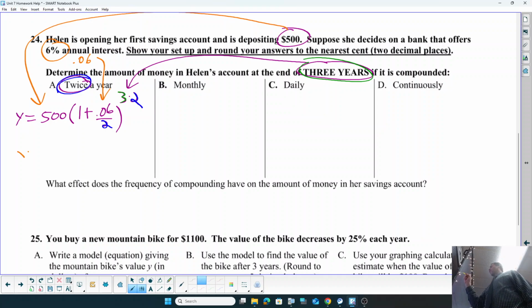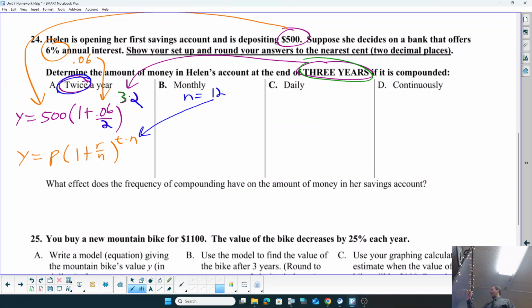Cool. Because again, the formula is y equals your initial population times 1 plus your rate divided by the number of times you compound it, to the power of time times the number of times you compound it. That's a crazy formula, but we got it. So for monthly, all that's going to do is change it to 12 months in a year, so your n is going to be 12. But everything else will be very similar.